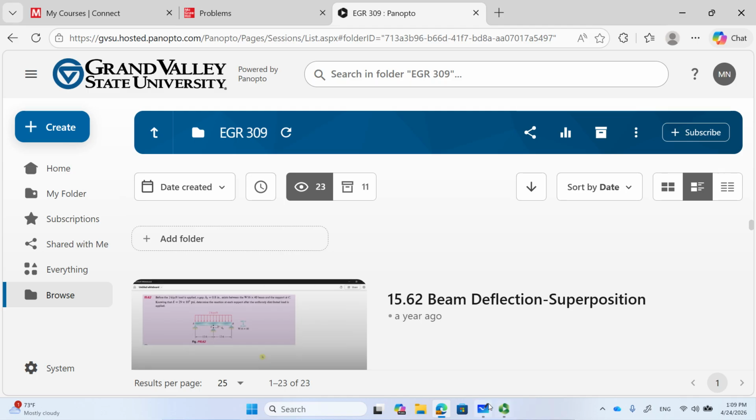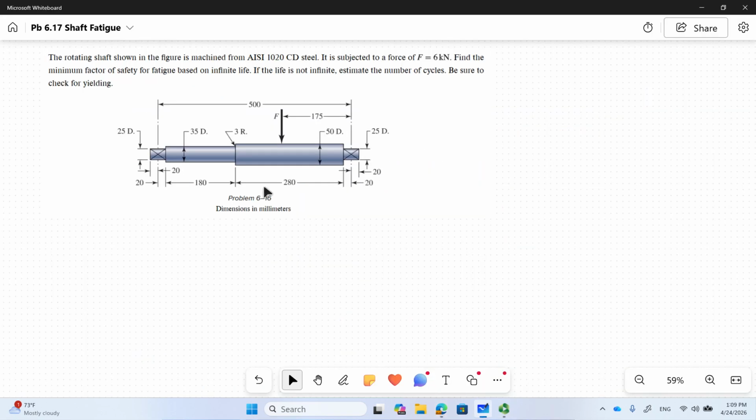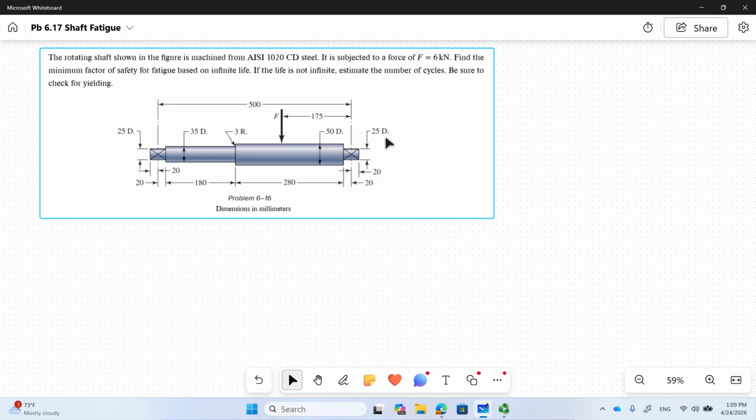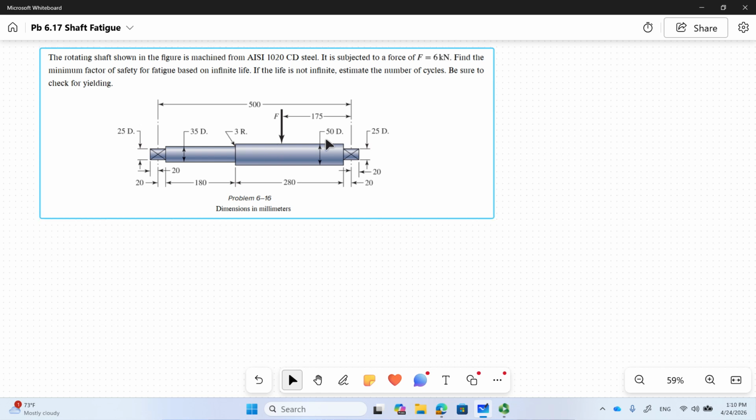Problem 616 from Shigley's book. This is about analyzing a shaft under fatigue load. Let's read the statement. We have a rotating shaft in this figure machined from AISI 1020 cold round steel. It is subjected to a force of 6 kilonewton, as you see here.